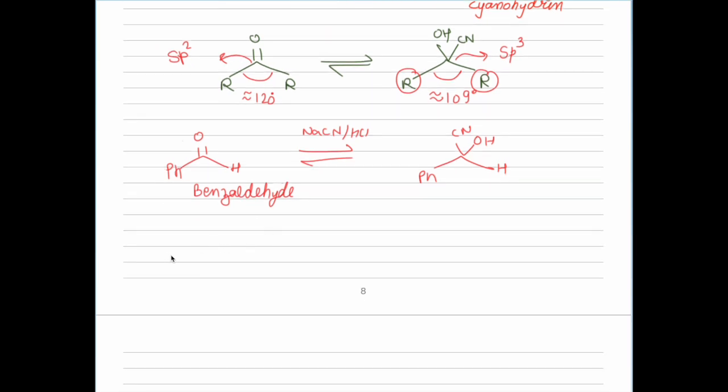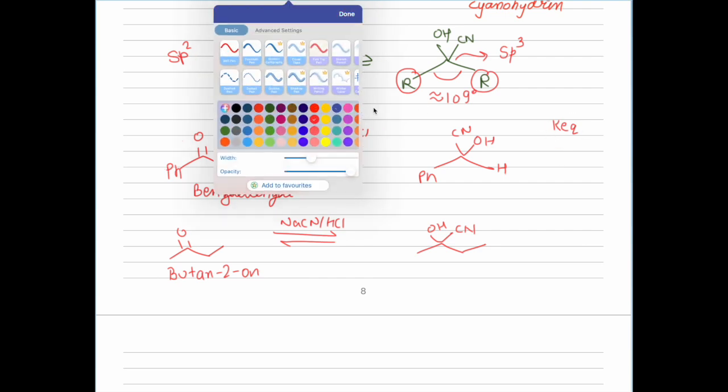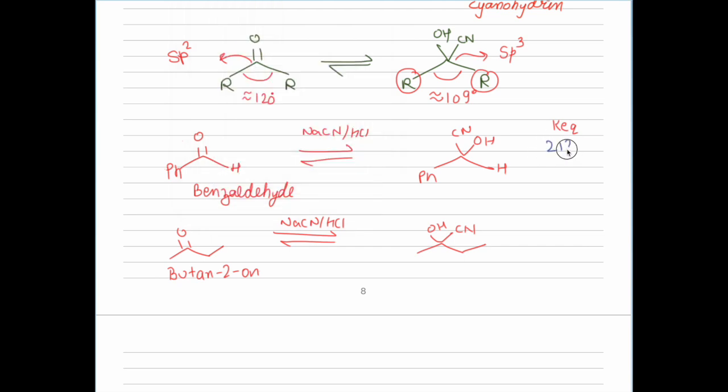And if we take a ketone, let's suppose this ketone, butan-2-one, and we add the same thing, NaCN with HCl, we will again get a cyanohydrin. But if we talk about the equilibrium constant, the experimental value for benzaldehyde is around 212. But for butan-2-one, it is just around 28.